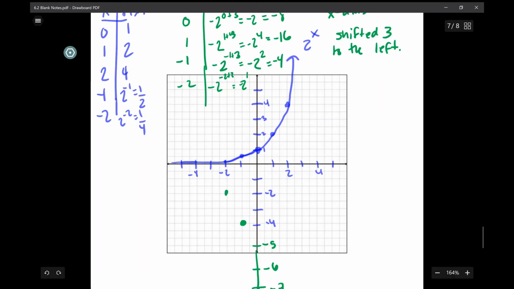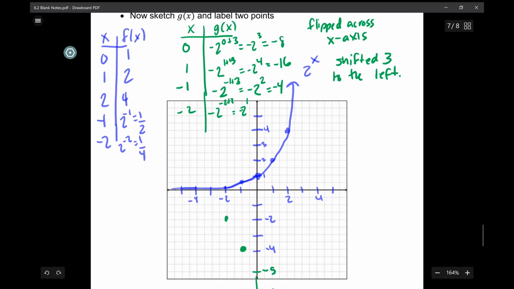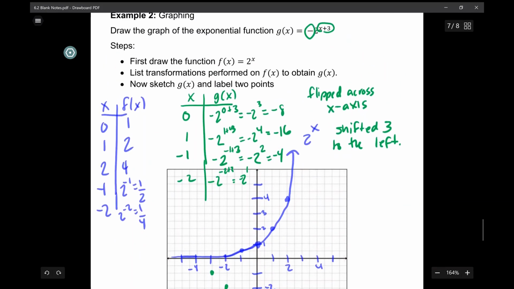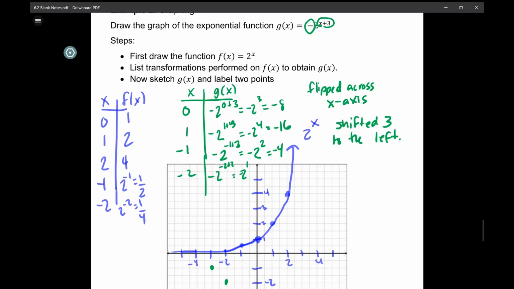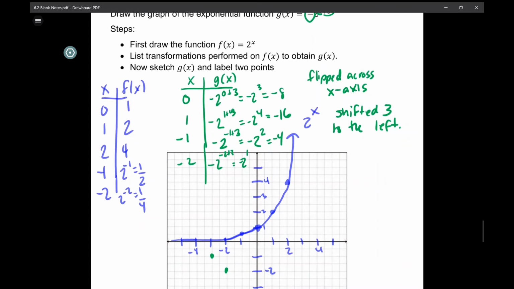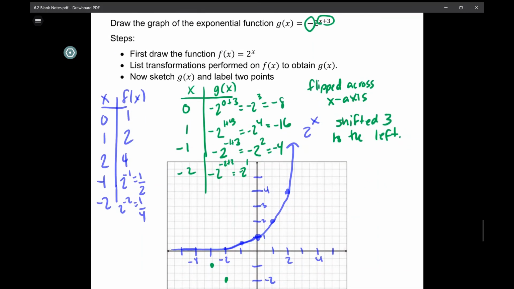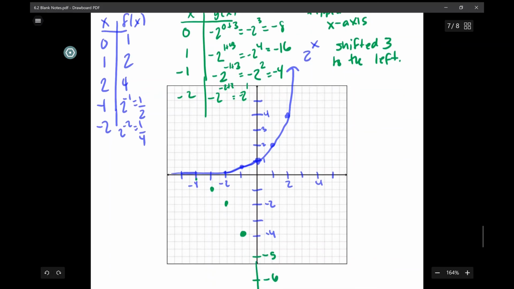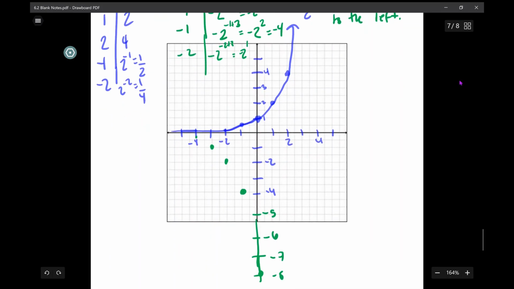And then -3 would be 0, which would be 1. And there we go. And then -4 would be -1. -1 would be -1/2. So we're just going to go along like this, and then we're going to add that. Okay, so here we go. Yeah, this isn't the greatest graph, but we get the idea.